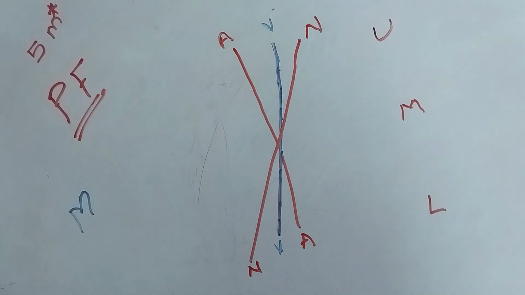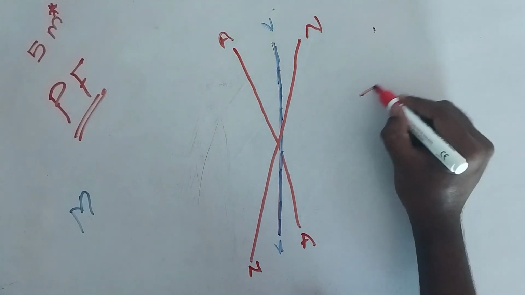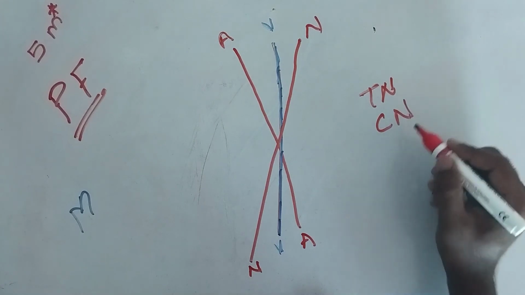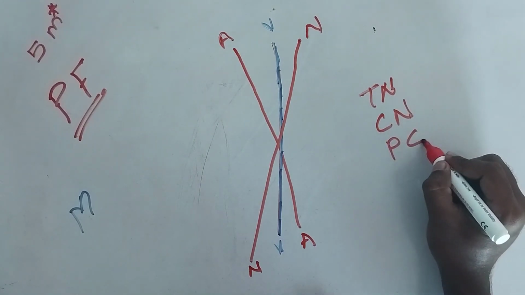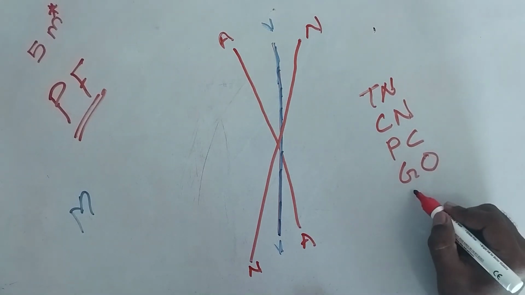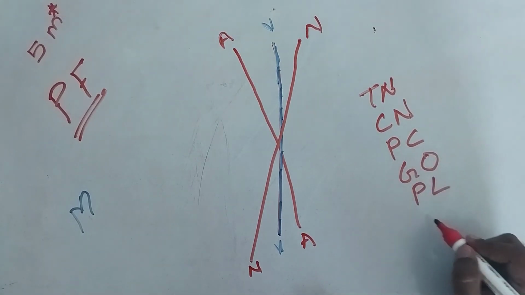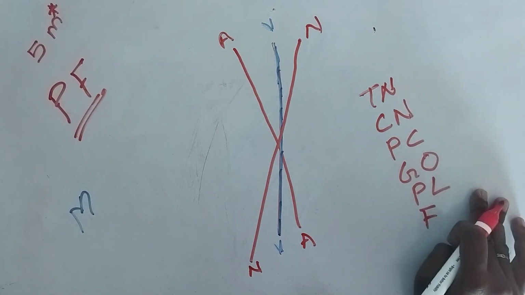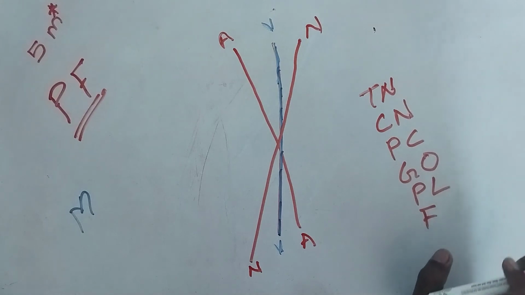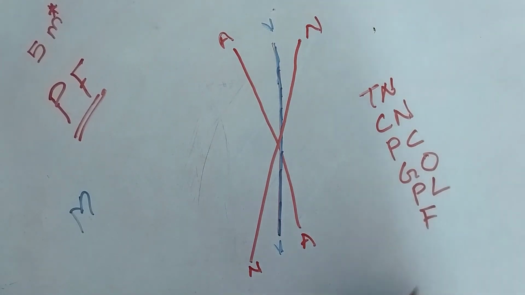Again, the tibial nerve and its branches are also present in the popliteal fossa: tibial nerve and its branches, common peroneal nerve and its branches, posterior cutaneous nerve of thigh, genicular branch of obturator nerve, popliteal lymph nodes, and fat. These are the contents along with the popliteal artery and its branches and the popliteal vein and its branches present in the popliteal fossa.